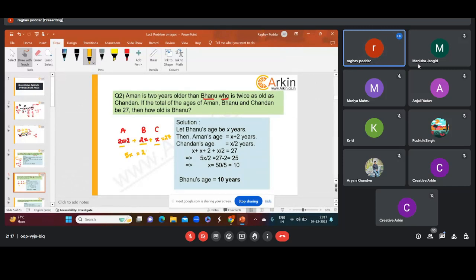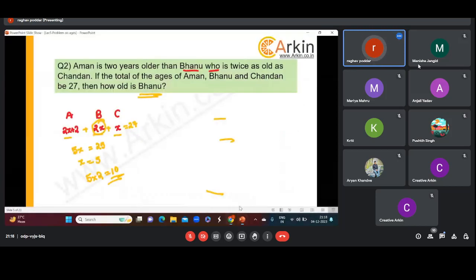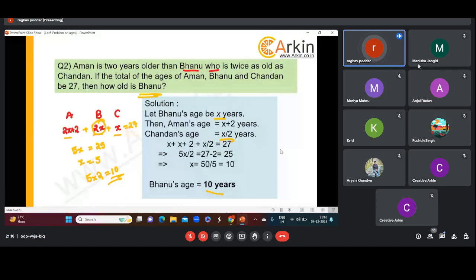So what was I asked? How old is Bhanu? x is 5, but I don't want to find the value of x, I want to find the value of Bhanu. That was 2x, so 5 into 2 is equal to 10 years. Even you could have done it with the same method and you would see the answer would be the same. But the main thing is you will get a denominator and I hate denominators. I try to avoid denominators as much as I can, so I was trying to do that. Clear, everyone? Any doubts?